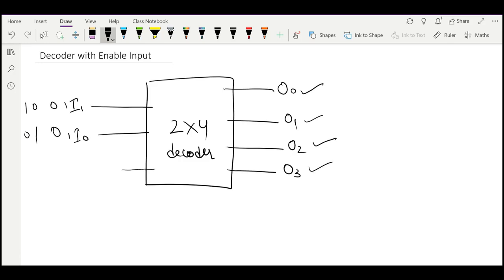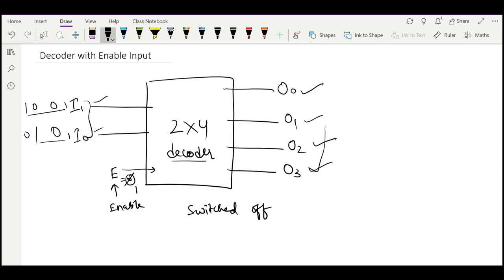Now if we give E as input to this decoder, which is the enable input, if E is equal to 0, then no matter what you give here, nothing will appear. Why? Because E equal to 0 means the decoder is switched off. And if you give E equal to 1, then only it will work normally. So whatever inputs we give to I0 and I1, on that basis one of these outputs will be selected.